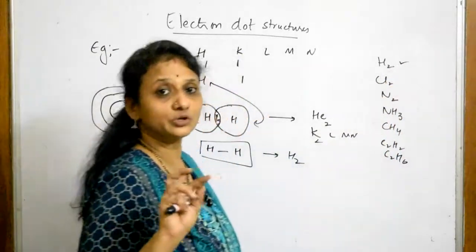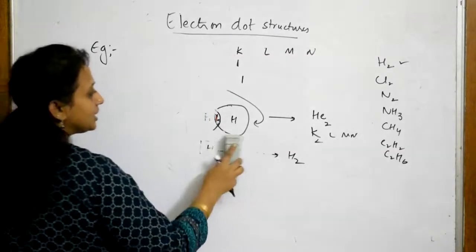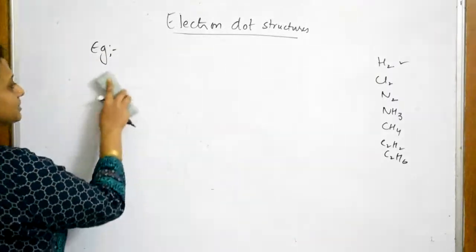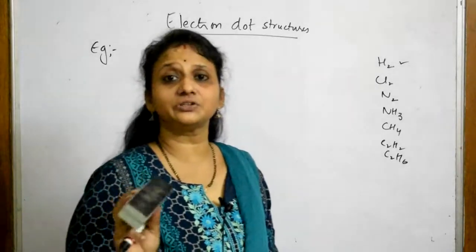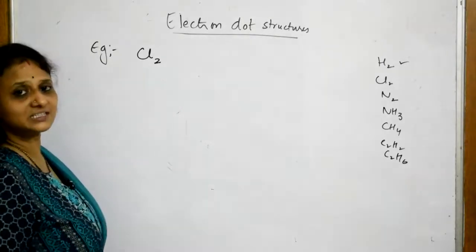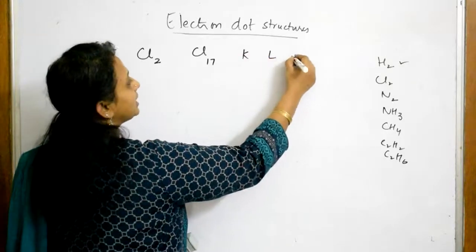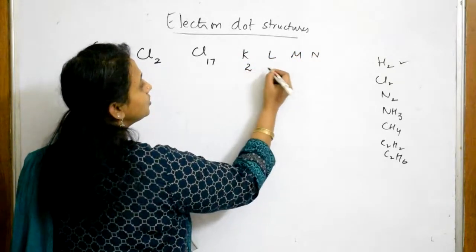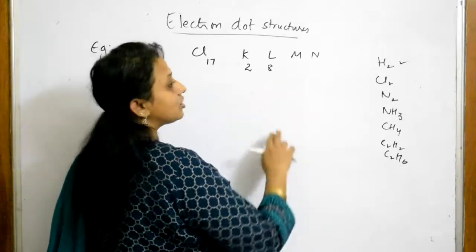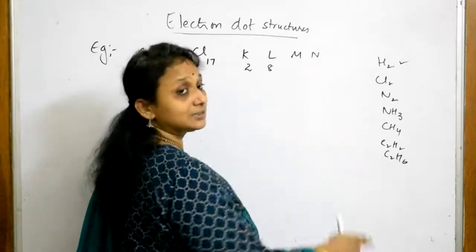Now let us do one more. You will understand gradually. Let us take the next example, chlorine. As I said, you need to know the atomic numbers, and the atomic number will not be given to you, remember. The chlorine formula is Cl2. Chlorine atomic number is 17, with K, L, M, N shells. K can always accommodate only 2 electrons, L can accommodate 8, M can accommodate 18, and N can accommodate 32 electrons.